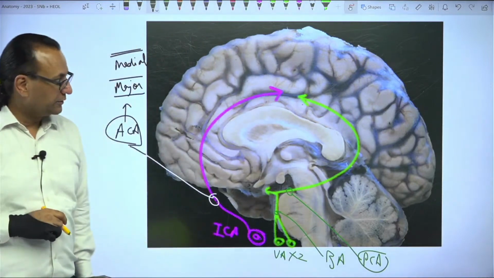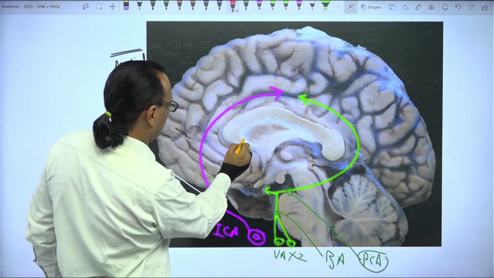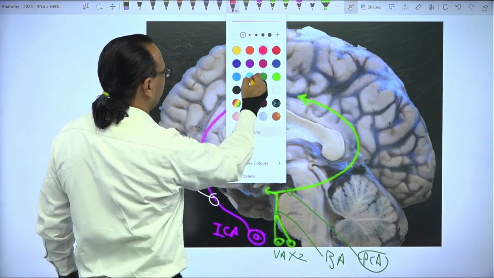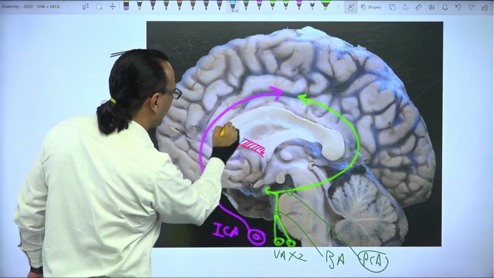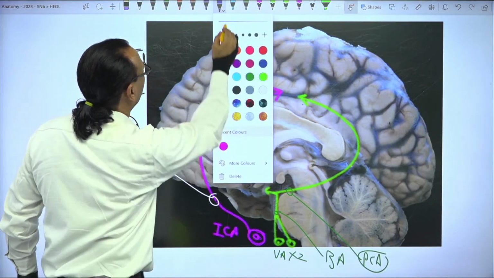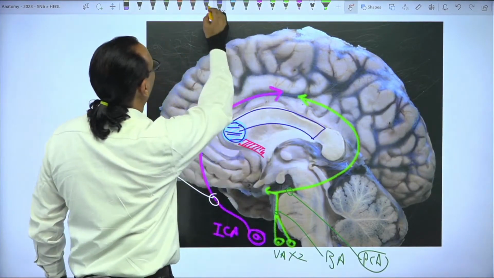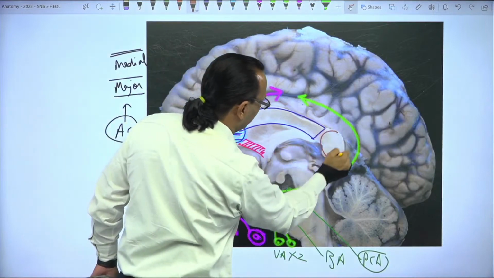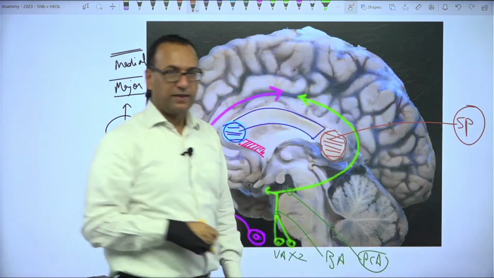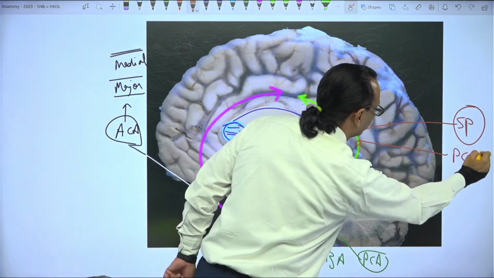Now, why have I shown this? Understand, this is the rostrum of the corpus callosum, this is the genu of the corpus callosum, this is the body, and that is the splenium. So if somebody asks you the splenium of the corpus callosum is supplied by, then your answer will be posterior cerebral artery. That is the point.